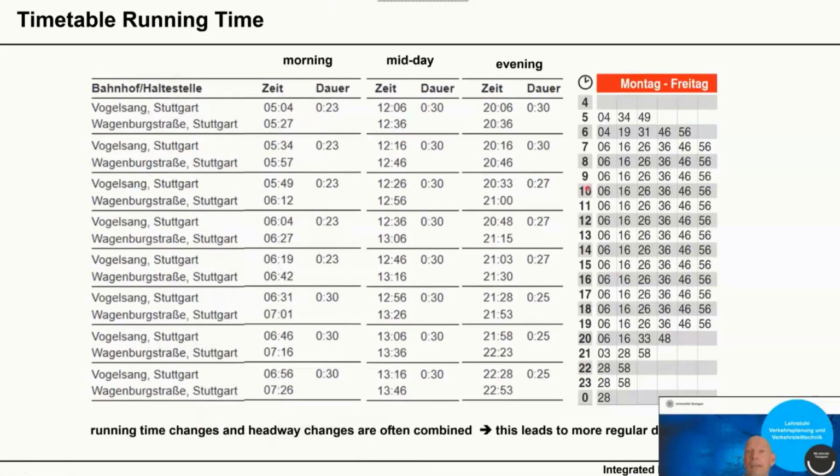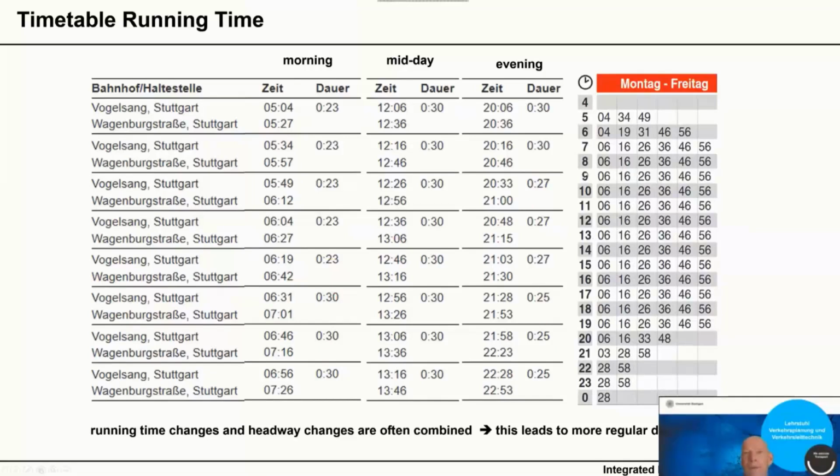Here you see the display at a stop. This is one line connecting two places through the entire city of Stuttgart. So it takes 23 minutes in the morning. And then you see with the start of the peak hour, the travel time goes up from 23 to 30 minutes. It stays at 30 minutes, and in the evening, it goes down again.